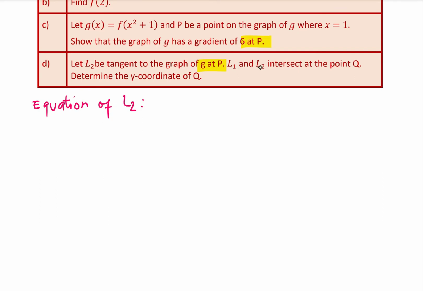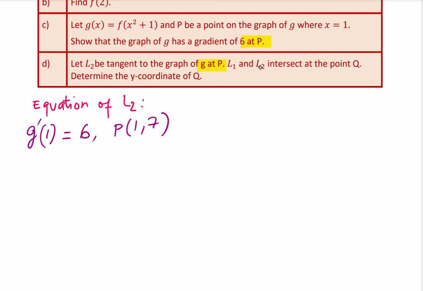And the gradient is also known to us. We found that the gradient at P is 6. Two things, right? So let's write down what is given to us. So for this equation, we know G dash at x equals 1 is indeed equal to 6, and point P is 1, 7. So that's the point given to us.